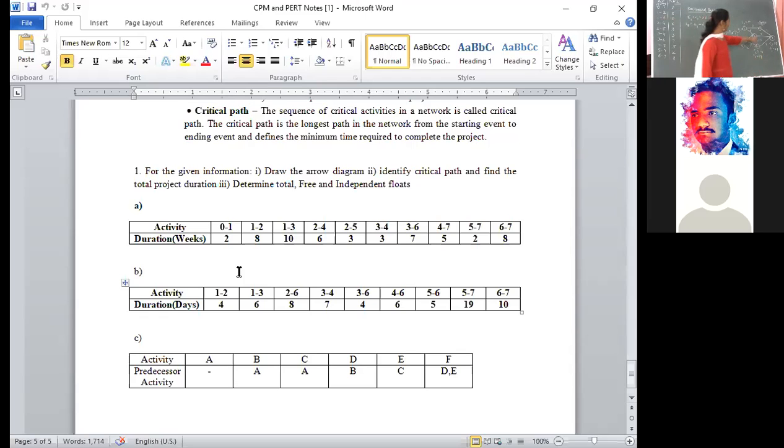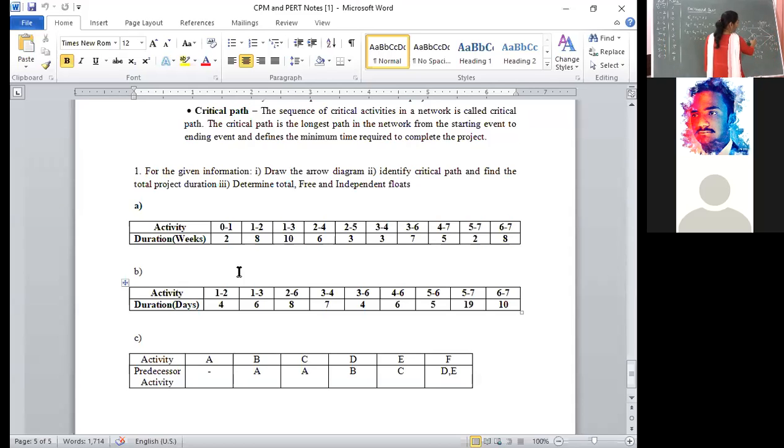Next, we need to calculate the L5 value. How to calculate it? For L5, it is coming from 7 only. That means the formula is L5 is equal to L7 minus the time duration taken from 5 to 7, that is T57. L7 value is 27 minus the 5 to 7 duration, which is 2 weeks. That is 27 minus 2, that is 25. Write down here, L5 value is 25.